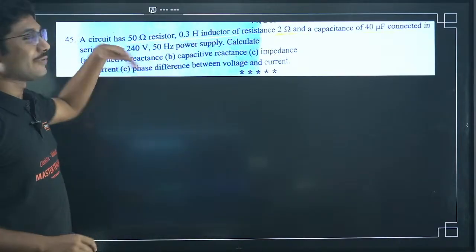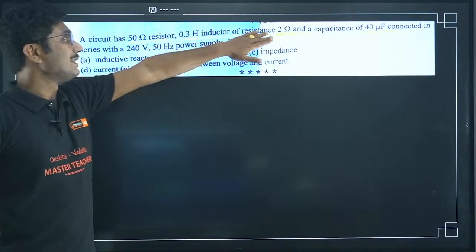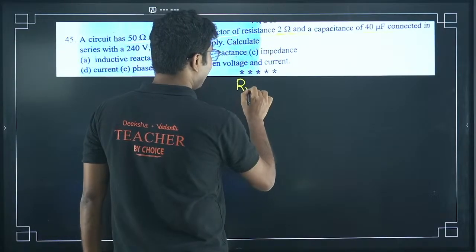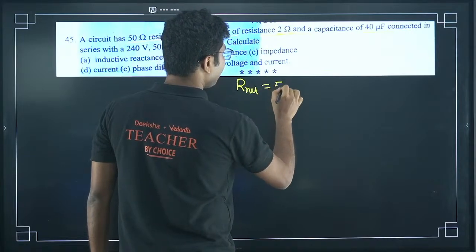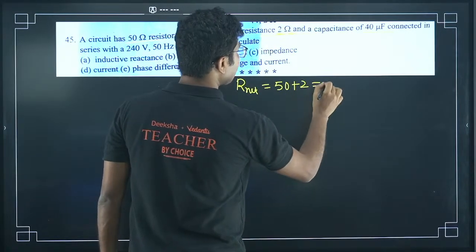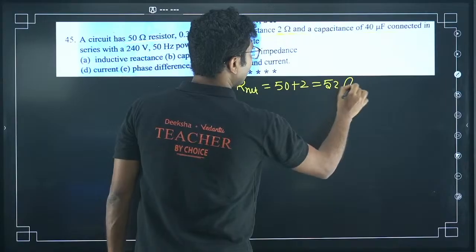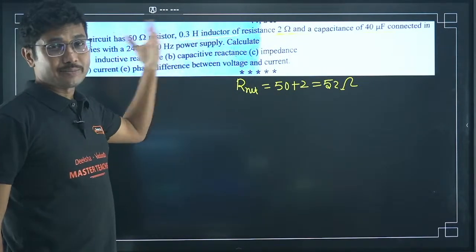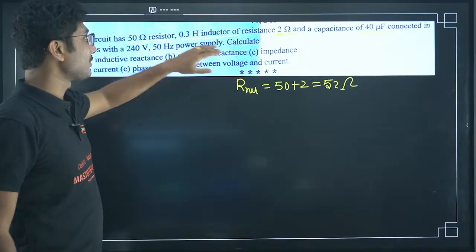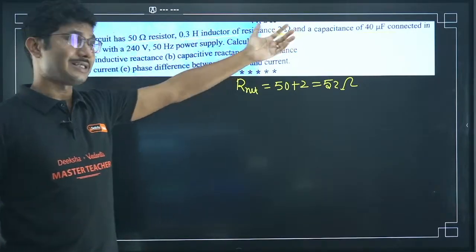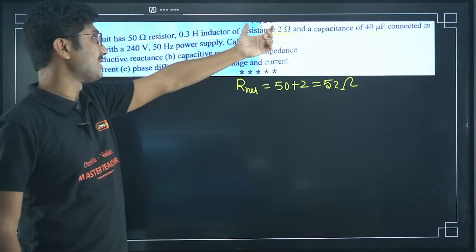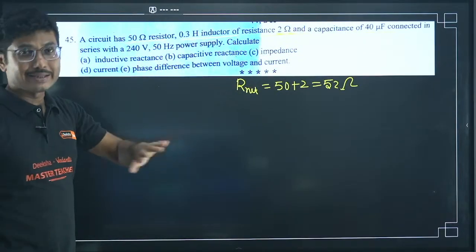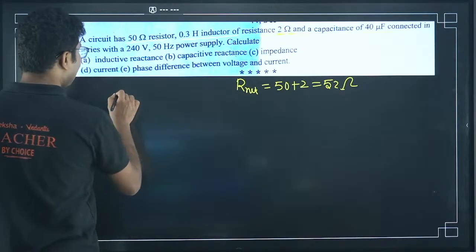When you calculate inductive reactance, this resistance is not important. This resistance will be added to your net resistance. So the net resistance of the circuit is 50 plus 2 due to the inductor, so 52 ohm. Even though this is a very uncommon structure, in the board exam you will expect a more standard question paper where this resistance is generally not given. In case you see any resistance given to an inductor or capacitor, you have to add it directly to the resistance of the circuit.